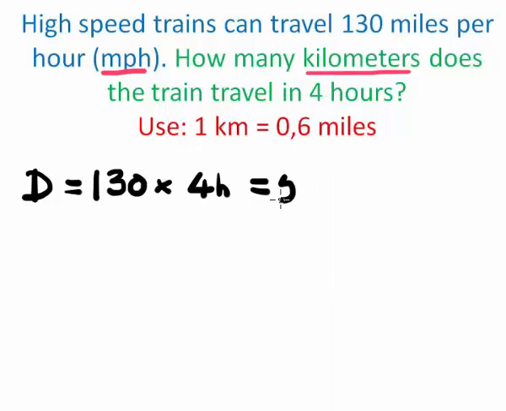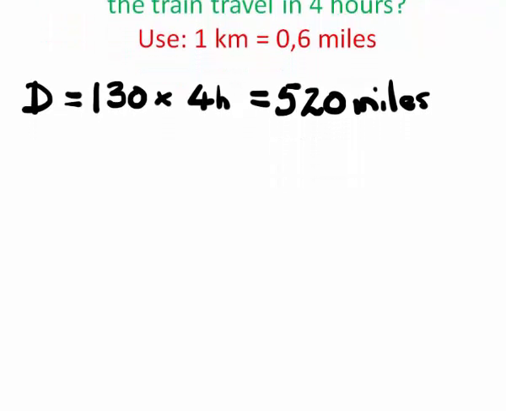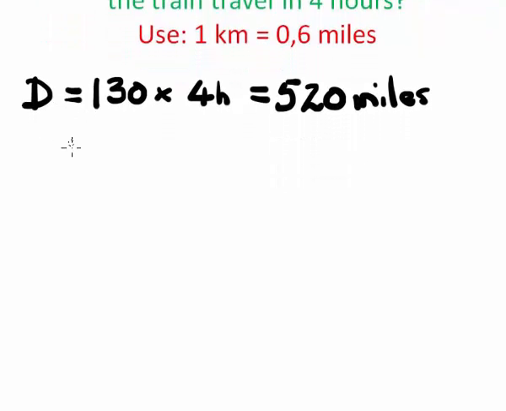So 520, but this is miles, not kilometers. We now have to convert it. Let's have a look at the way that I like to do conversions. I find it the easiest if we take what we've been given up here. So, we have got kilometers, and we are going to change it to miles.